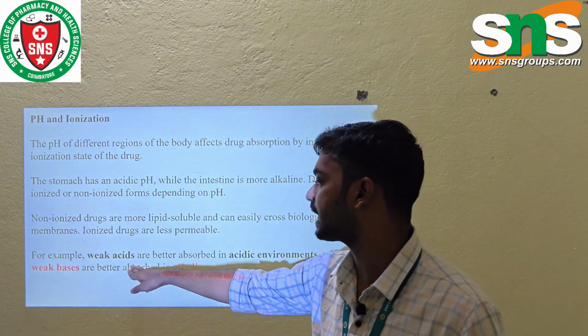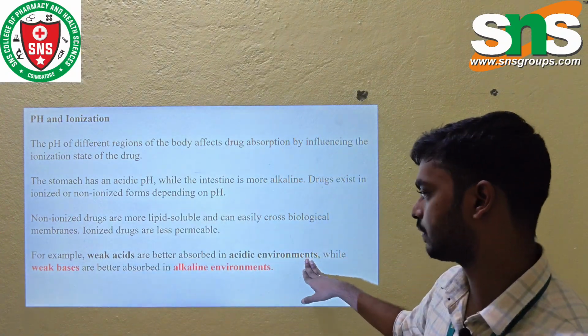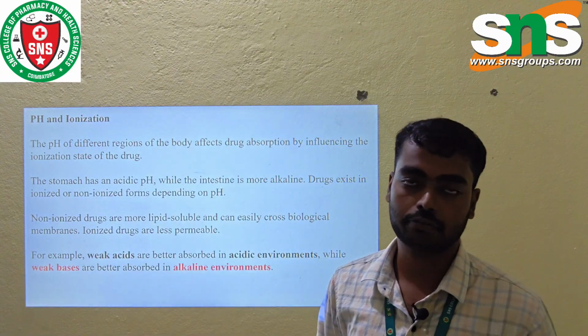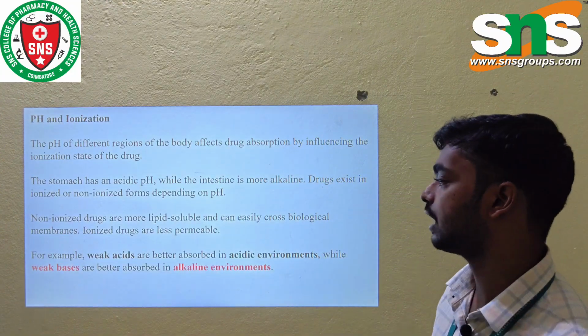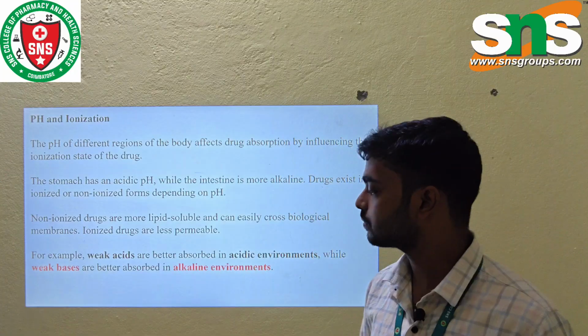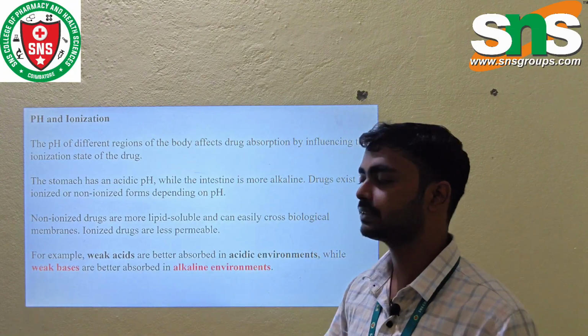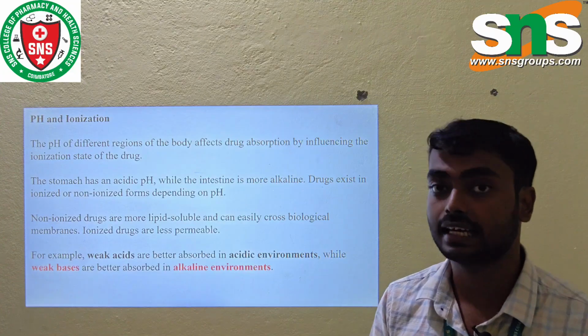For example, a weak acid is better absorbed in an acidic environment. If the drug is a weak acid, it is easily absorbed in the acidic environment. At the same time, if the drug is a weak base, it has better absorption in the alkaline environment, the intestinal region.